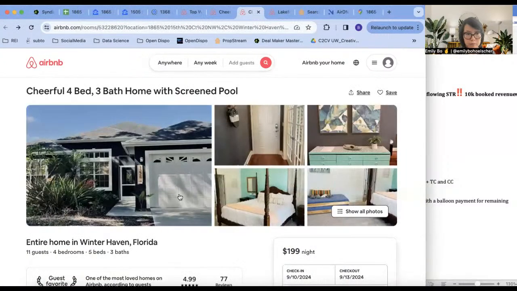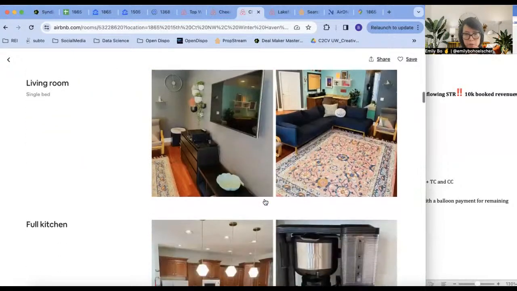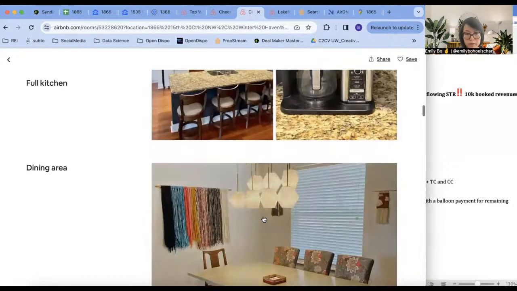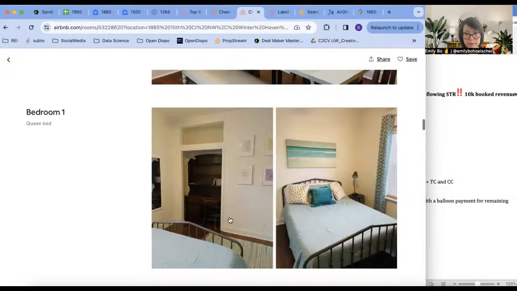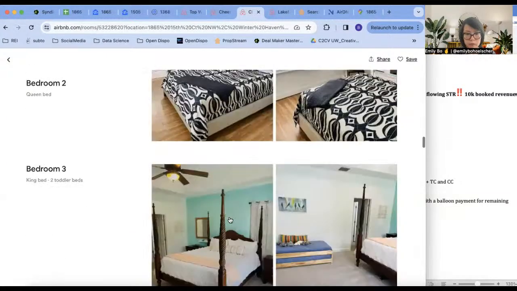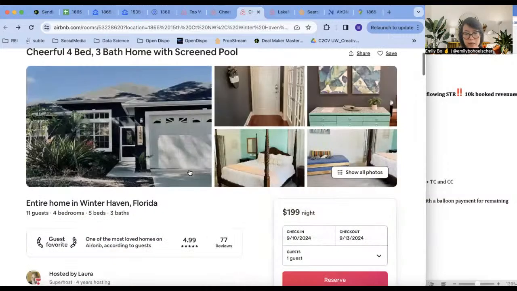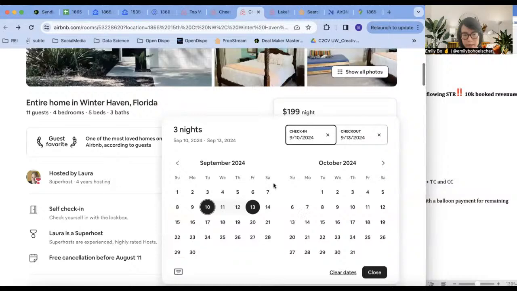I believe it is a property. Let's take a look at the picture. I would say our subject property seems to be better, more modern looking, and the kitchen is also better. Our subject property has the stainless steel appliances, but not this property. Yeah, so this is being rented out at $199 per night.